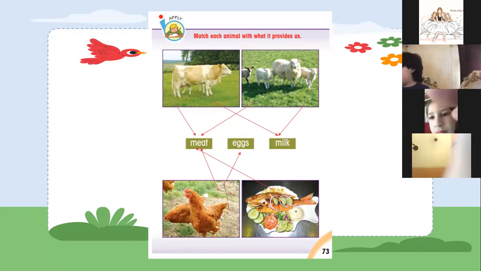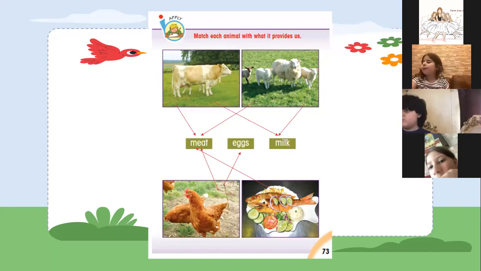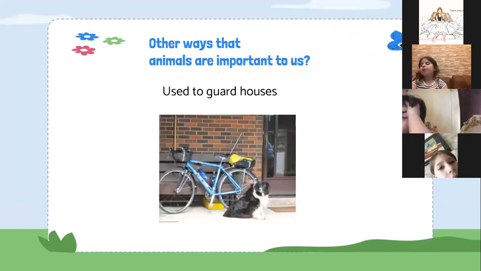We need animals for transportation, for food, for clothing. We're going to talk about them now. Snakes are for clothes. Yes. Are you done now? Okay, I was going from yesterday. Okay, now other ways that animals are important to us. Of course, there are many ways, not only for food.